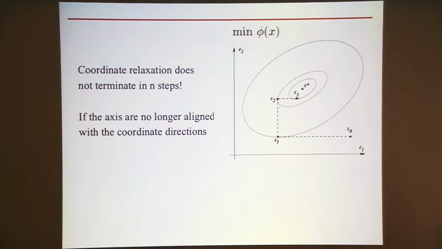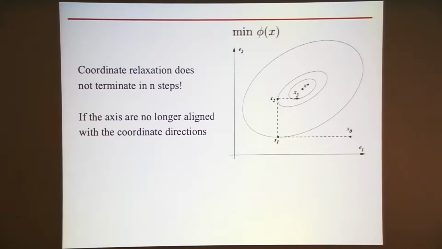But what happens if you tilt the quadratic? Now, the quadratic that I had in the previous slide has a diagonal Hessian. A general quadratic function looks like this if it has a non-trivial Hessian. Now, what happens if you try the coordinate relaxation method?